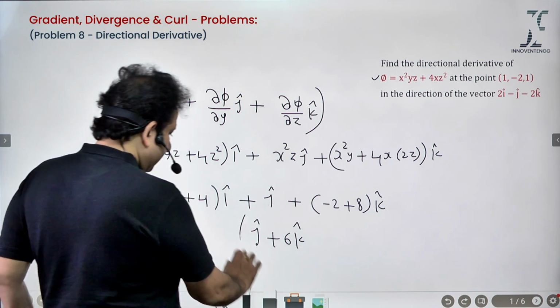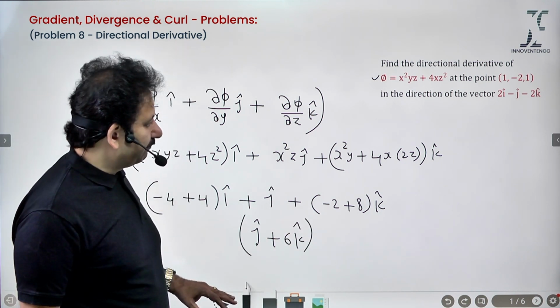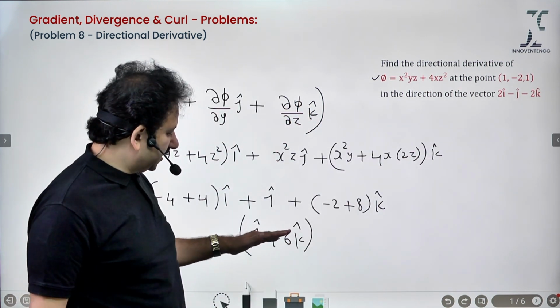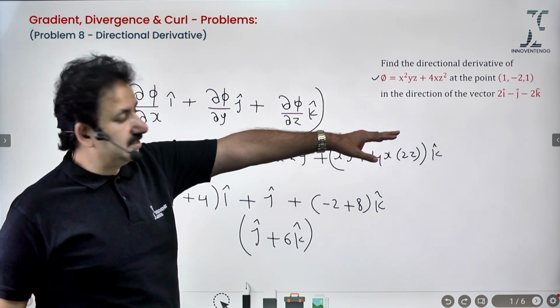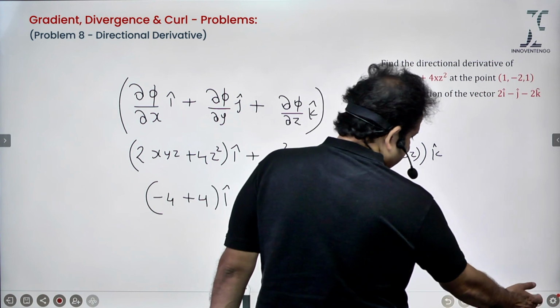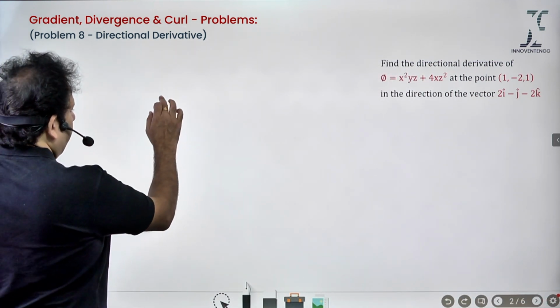This becomes your gradient. Now I need to find the value of this along this particular vector. That means I am literally projecting this vector onto the direction of this vector. How do you find the direction of a vector? It is simply the vector divided by its magnitude, right?